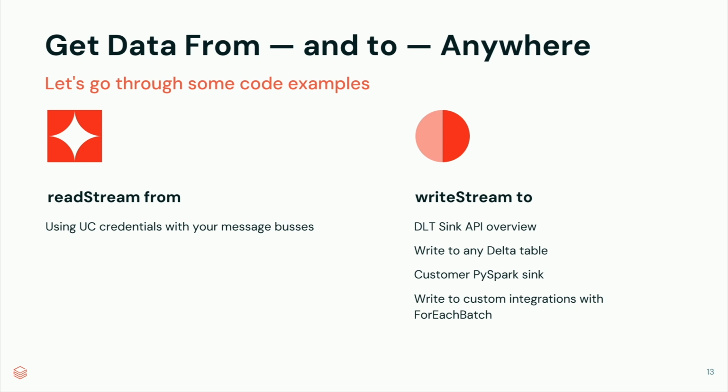The examples I'm going to go through are using UC credentials with message buses and how simple that is. I'll go through the overview of the DLT Sync API, and using that API to write to any of the Delta tables. And I'll go through the advantages and disadvantages of each. So the advantages of using a streaming table, what you might want to use there, versus if you want to write to an external or a managed table, why would you want to do that?